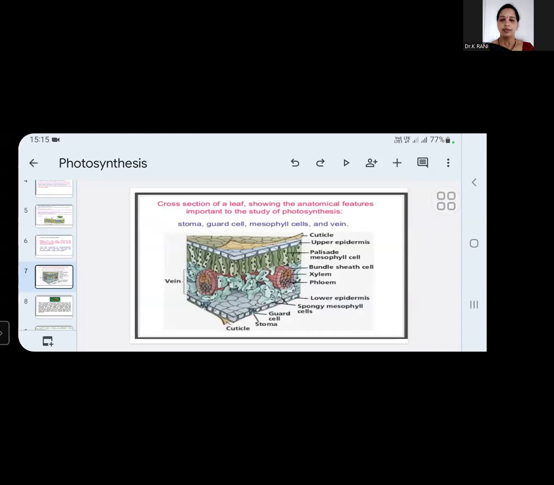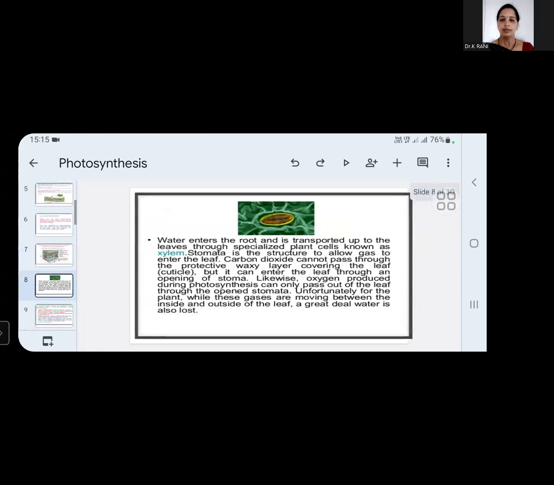As I told you, stroma, grana, palisade mesophyll tissue and spongy mesophyll tissue are the main parts of the leaf anatomy. What is the mechanism? Water enters the root and is transported up to the leaves by specialized plant cells known as xylem. The two complex tissues, xylem and phloem, help in the conduction of water and the translocation of organic substances.